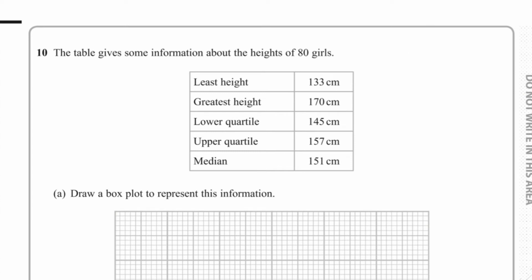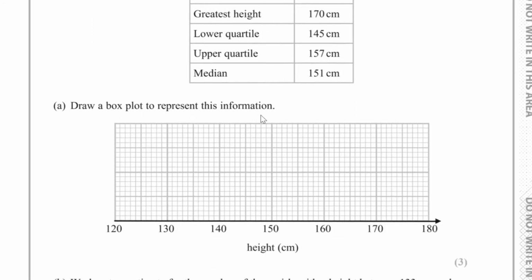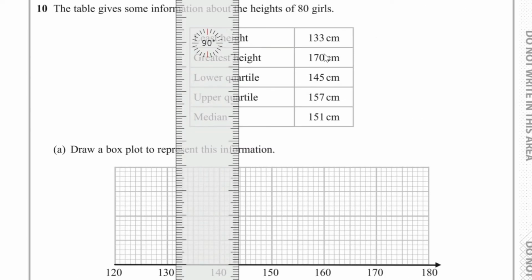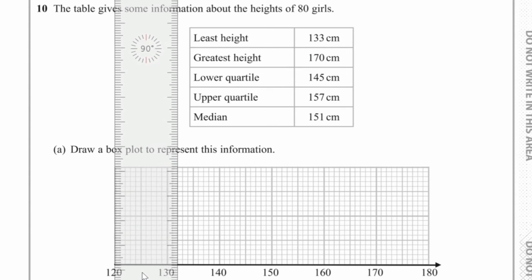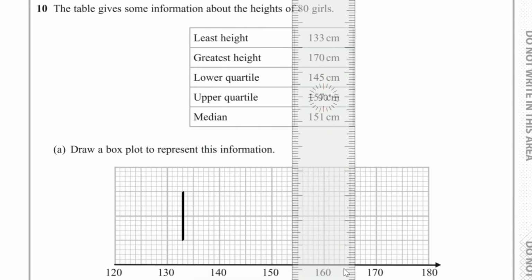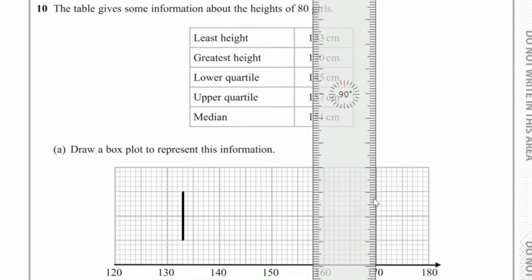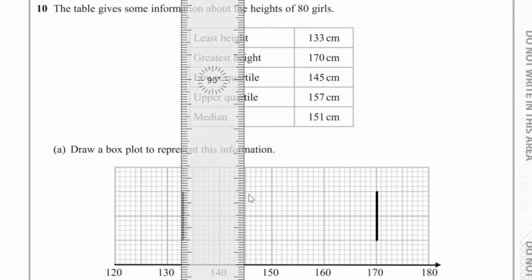Question number 10. The table gives some information about the heights of 80 girls. We've got the least height, the greatest height, the lower quartile, the upper quartile, and the median. For part A, we have to draw a box plot to represent this information. Well, we've got 133 for the least height. So if we plot that, that is over here. We've got the greatest height at 170. That's over here. We've got the lower quartile at 145.